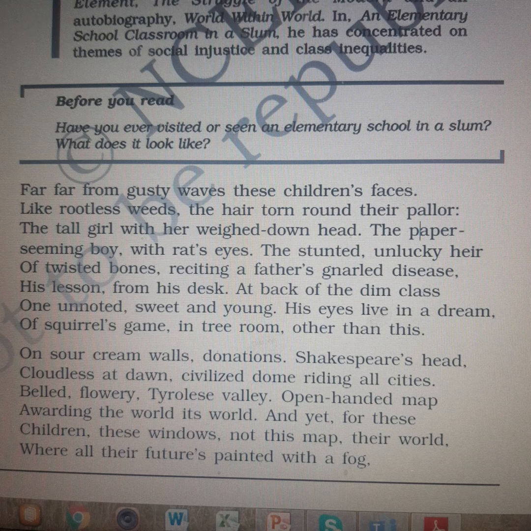They had been compared to rootless weeds. See, it's written over here: like rootless weeds. I have already explained the whole poem, children. I am only analyzing it now. So be very attentive and write down the poetic devices. Like rootless weeds, it is a simile, children.